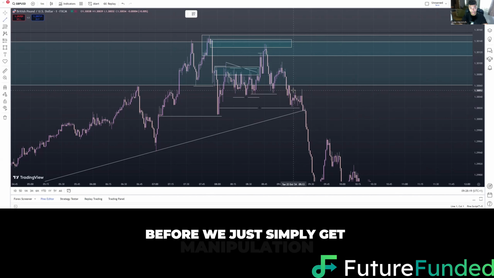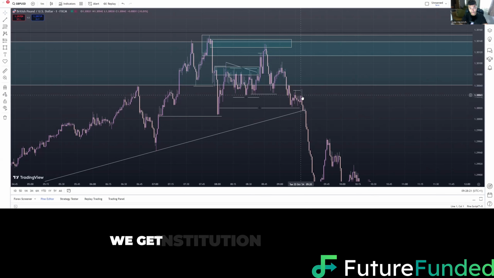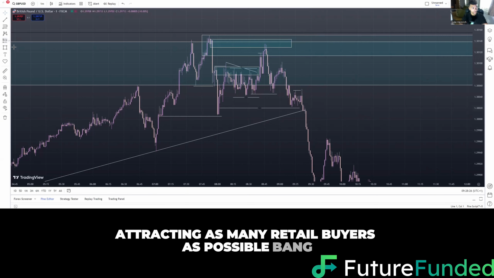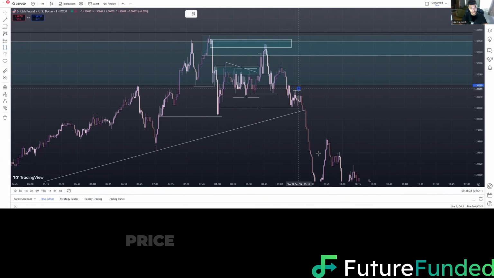before we just simply get manipulation. We get an institution pumping price up, attracting as many retail buyers as possible. Bang. Price falls through the floor.